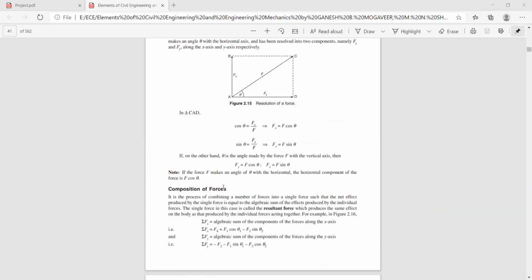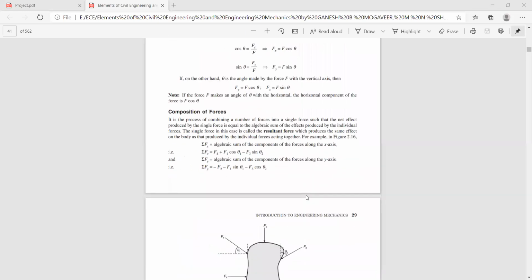Next is the composition of forces. Composition of forces is nothing but combining two or more forces into a single equivalent force, that is known as the combined effect. It is the process of combining the forces and finding out the combined effect. This combined effect is also called the resultant force, which produces the same effect on the body as that produced by the individual forces acting together. So these things we have discussed. Now, the resultant of a given force system can be found by using the law of parallelogram of forces and the law of triangle of forces.